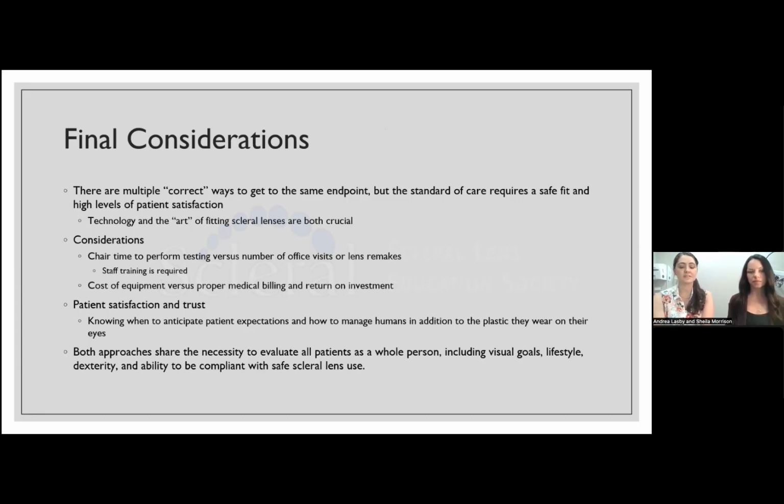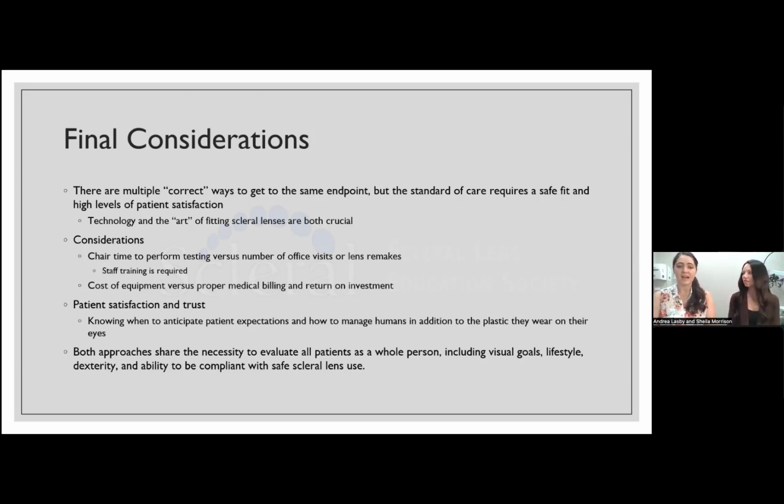So just final considerations before we send it to some questions. There's really multiple ways. There's no one right way to get to the right endpoint. So know that if you don't have all the tech yet, that's okay. You can still fit the majority of patients that are out there and fit them really, really well, just as well as a digital freeform lens for that patient. But for the ones where it doesn't work, then definitely it's nice to have more freeform or impression-based lens designs that are out there.